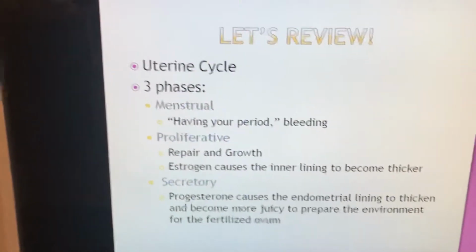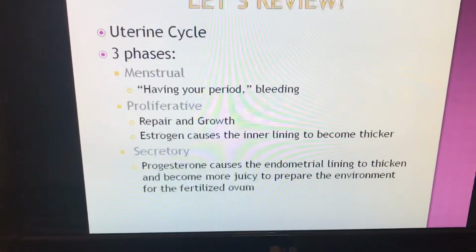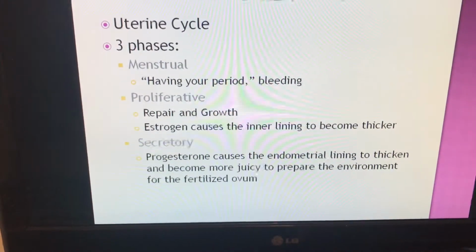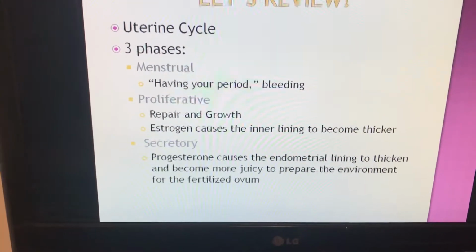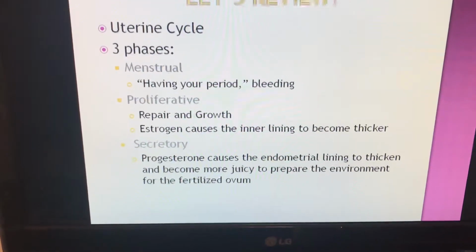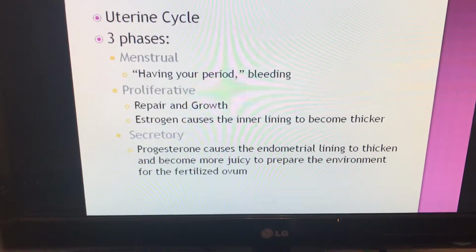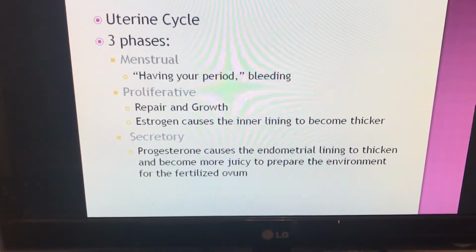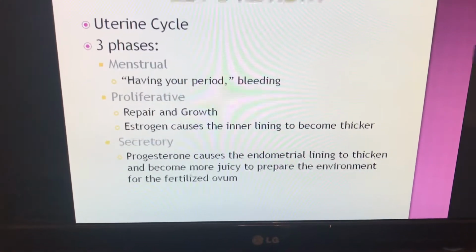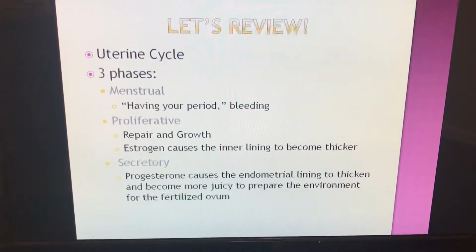Your uterine cycle consists of 3 phases. The menstrual, which is like having your period. Proliferative is the repair and growth. Estrogen causes the inner lining to become thicker. And secretory, the progesterone causes the endometrial lining to thicken and become more juicy to prepare the environment for the fertilized ovum.